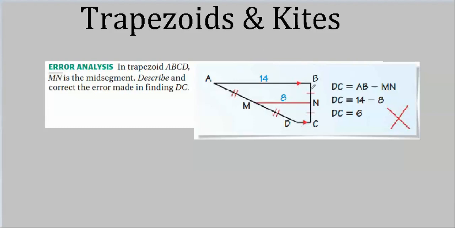We know that this is a midsegment because there are little hash marks here to tell us that this is the midpoint, and this is the midpoint. We connect them up, and that's a midsegment. Well, what do we know about the length of a midsegment? Let's call this length that we're looking for a y, just because it's easier to write. 8 equals the average of this and this, which is 14 plus y over 2.